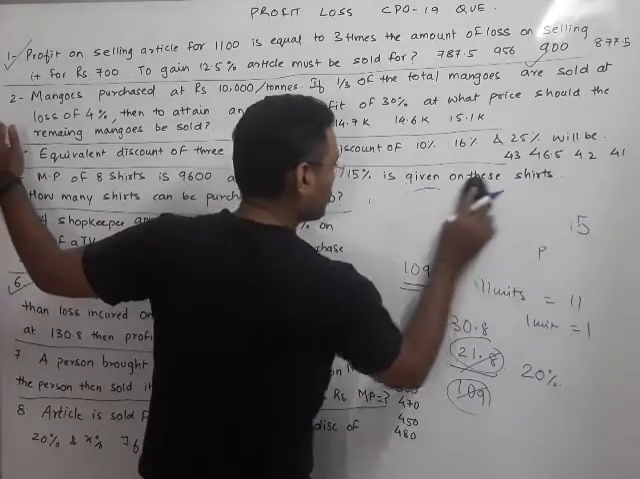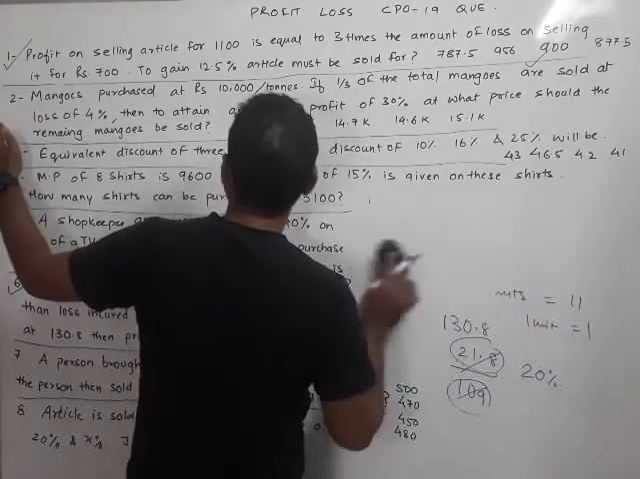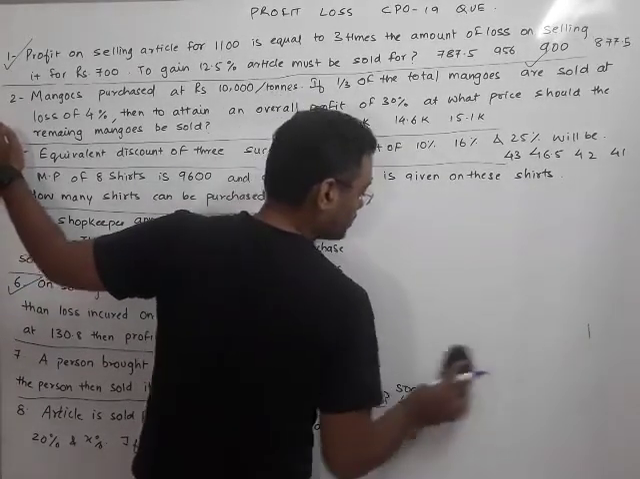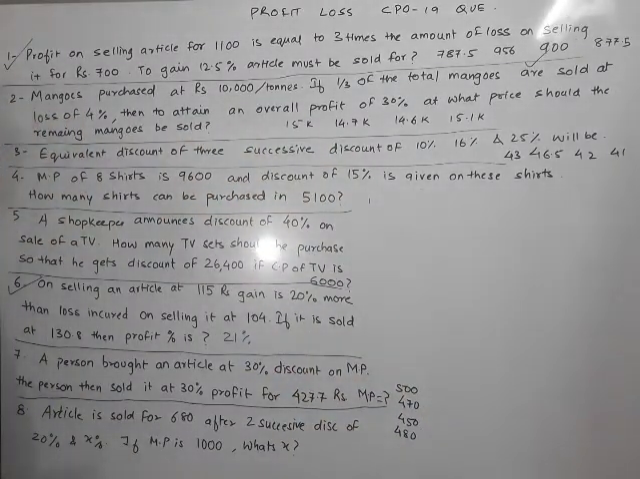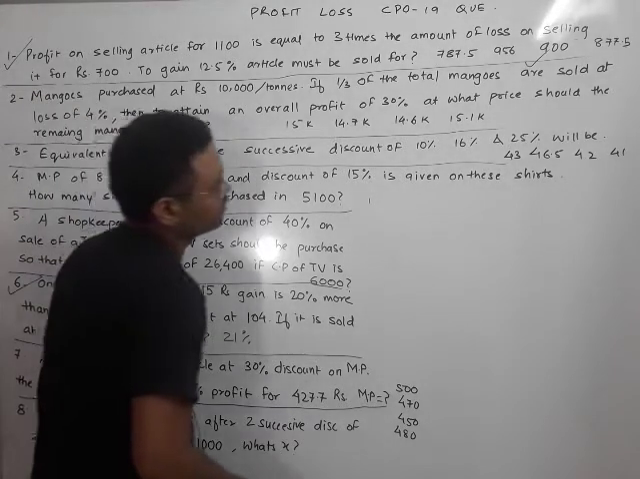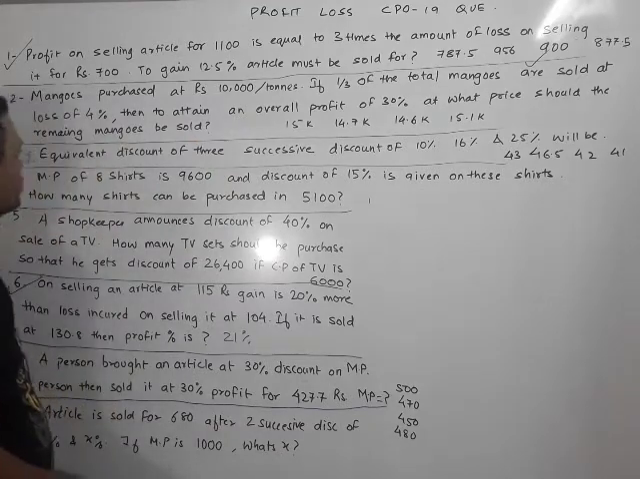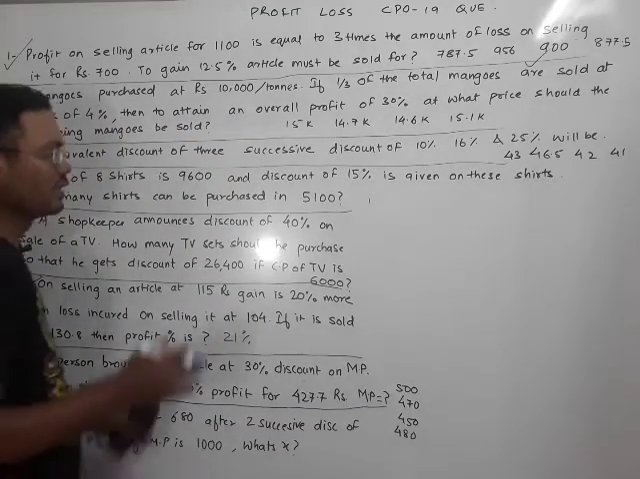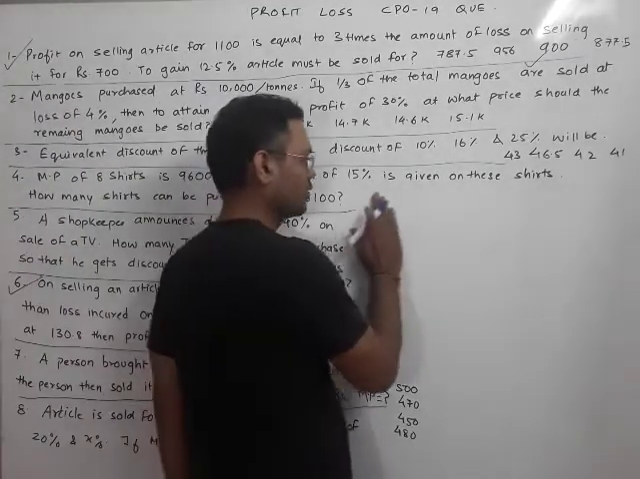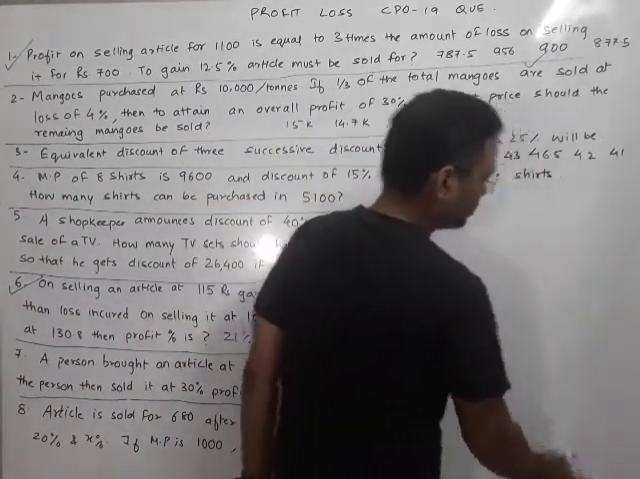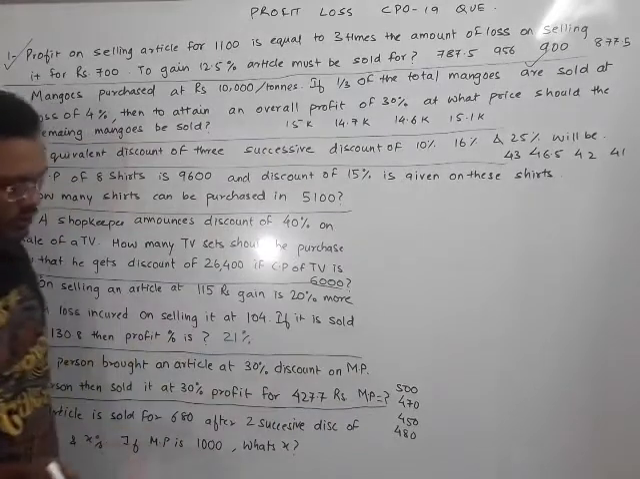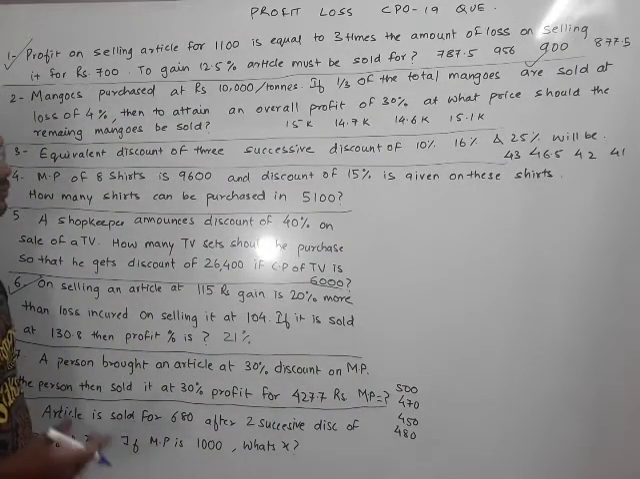Now there are some mangoes which are purchased at 10,000 rupees per ton. If 1/3 of the total mangoes are sold at a loss of 4%, then to attain an overall profit of 30%, at what price should the remaining mangoes be sold? Kindly be very attentive while seeing the solution of this, and this is the same logic you have to follow in all such questions, because such questions you will find numerous.